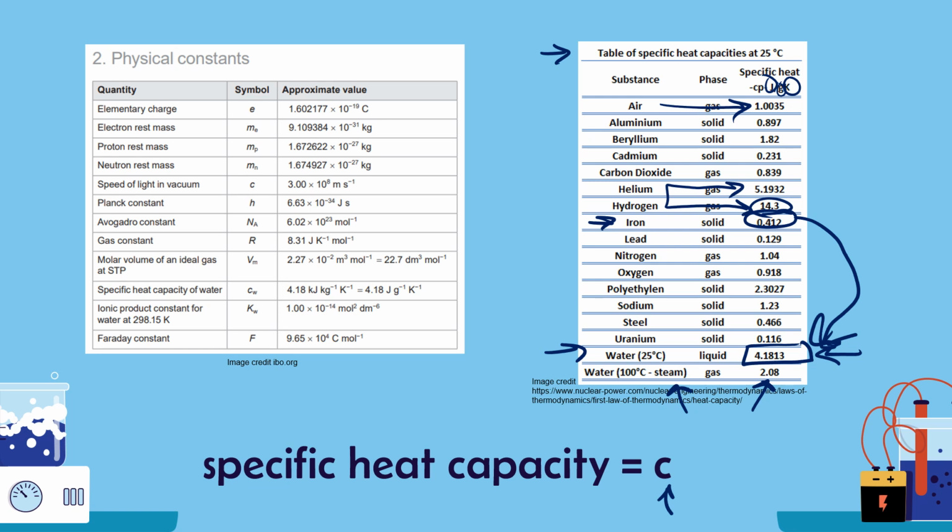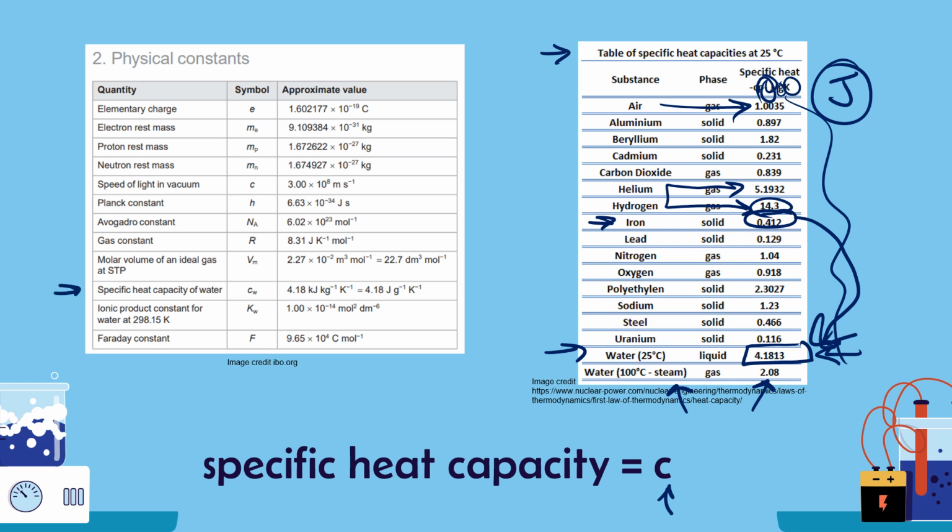So specific heat capacity, this is the amount of energy needed, usually in joules, sometimes in calories, but more often we're going to have it in joules, to change 1 gram of a substance by 1 degree Celsius, which is the same thing as 1 Kelvin. Most of the time, if you need any of these specific heat capacities for substances, they will be given to you in a problem, except for water.